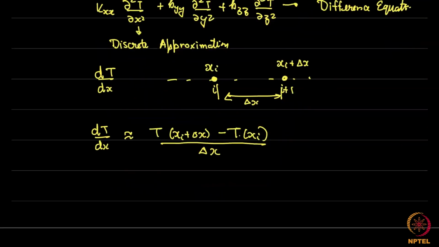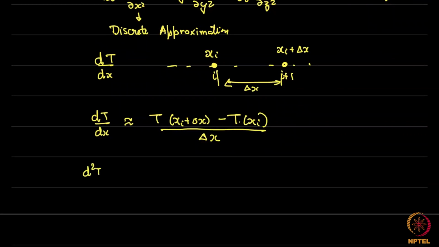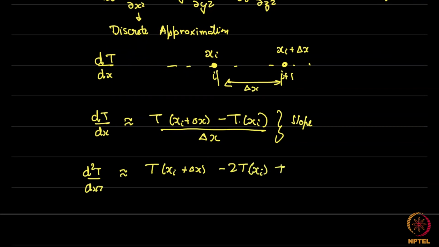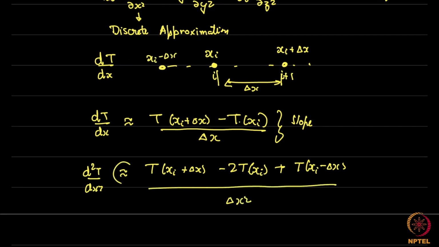For example, we can show, I am not showing this here, that dT/dx is approximated by the slope. Similarly, d squared T by dx squared can be approximated by T at xi plus delta x minus 2 times T at xi plus T at xi minus delta x, divided by delta x squared. You can basically take the derivative of a derivative and obtain this expression. So you need 3 points. So this is, of course, approximate. Please remember this. This is not exact.